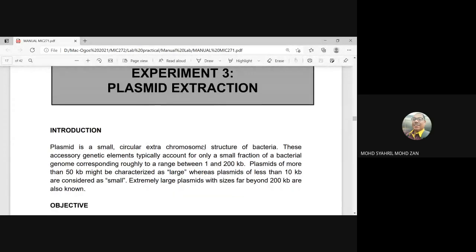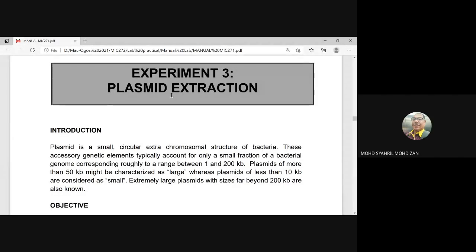What is the meaning of plasmid at all? Introduction. What is plasmid? It's a small circular extra chromosomal structure of bacteria. If you look at bacteria, for example E. coli or any kind of bacteria, you will find one structure, a circular extra structure, which is round, small, in between our gene structure.